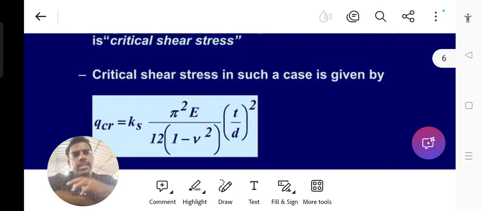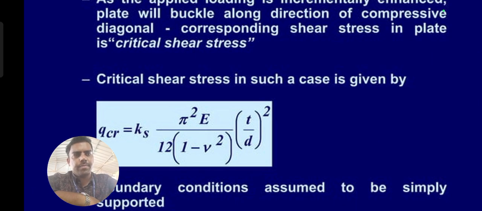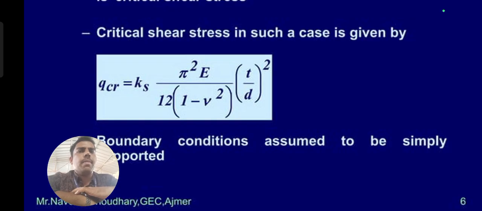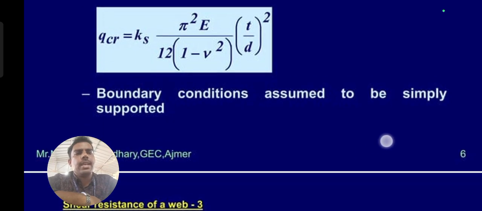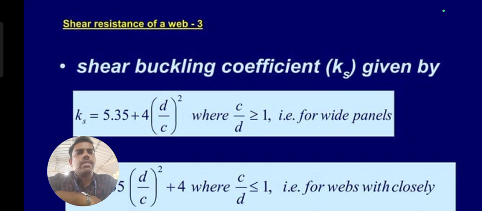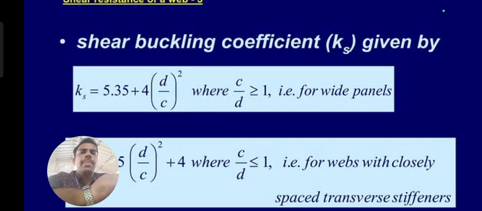To find the critical shear stress, we use this formula: Ks pi square E by 12 into (1 minus nu square) into (t by d) whole square. In this situation, boundary conditions are assumed as simply supported. We have already seen in the first slide that we assume the beam as a simply supported beam. In that situation, the shear buckling coefficients are given, and the value depends upon the c by d ratio. Here we are using two types of panels, that is, wide panels and web panels. In these, we are using the wide panels in that scenario.